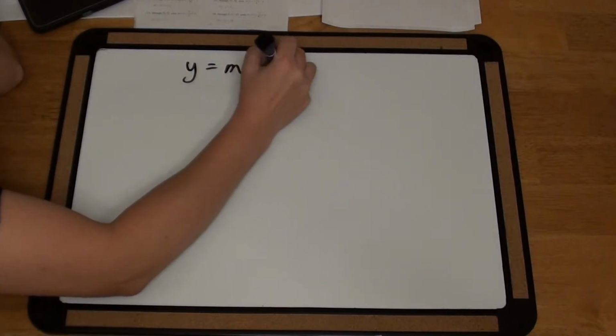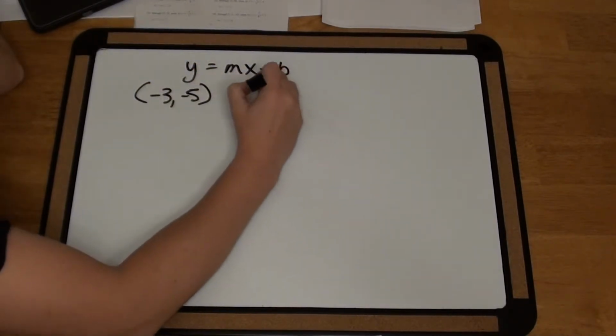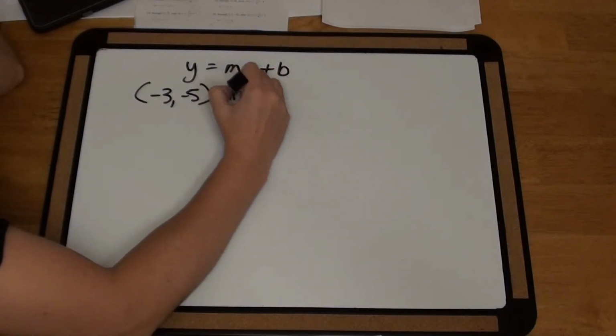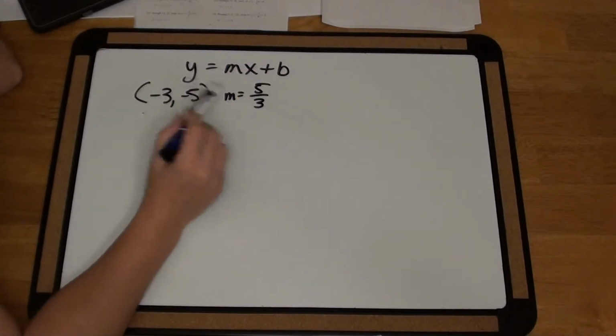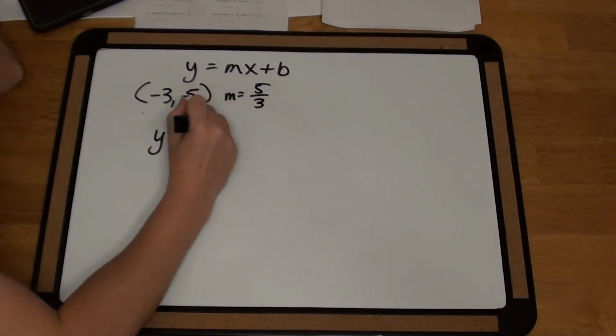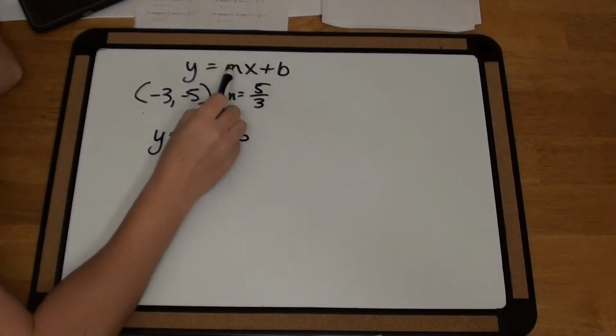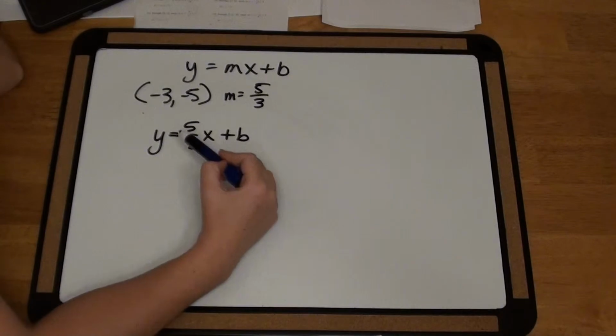Okay, now what we're going to be doing is we're going to find the slope-intercept form of an equation given a point and the slope. So we still want slope-intercept form. But now we're going to have a point, (-3, -5), and slope of 5/3. So here's a point that's on the line. Here's the slope of the line. So what we do first is we say, okay, y equals 5/3 x plus b. Why did I do that? Because this is always a slope. They gave us a slope. I'll go ahead and put that in.